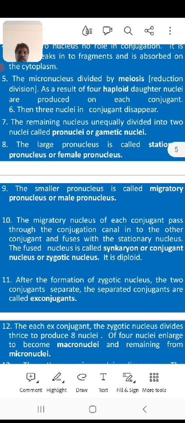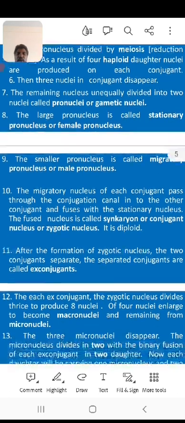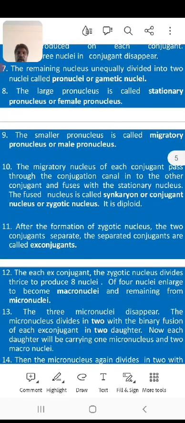In each ex-conjugant, the zygotic nucleus divides three times to produce eight nuclei. Next, four nuclei enlarge to become macronuclei. The remaining four are micronuclei. Of these, three micronuclei disappear, and the remaining one micronucleus is present in the Paramecium.